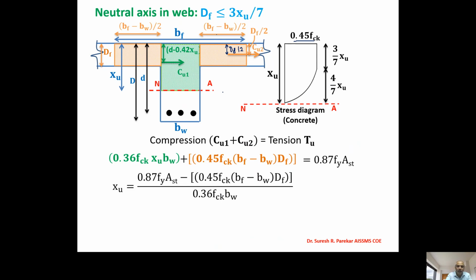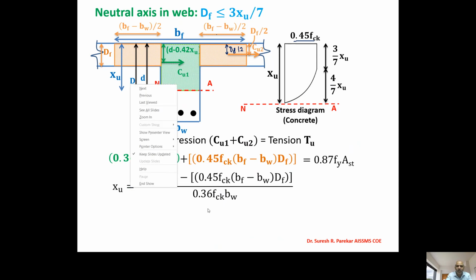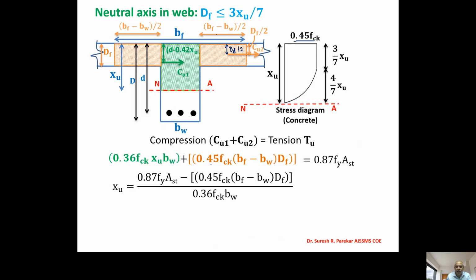Now what will be the moment, XU we will get? So XU we can find from this, and that is 0.87 FY AST, and minus this 0.45 FCK (BF minus BW) goes on this side. The colors I have made: this is for CU2, and as this is green, CU1. Now for XU, we will take this on this side, so 0.87 FY AST minus 0.45 FCK (BF minus BW) DF, and divided by XU if we take, then 0.36 FCK BW.